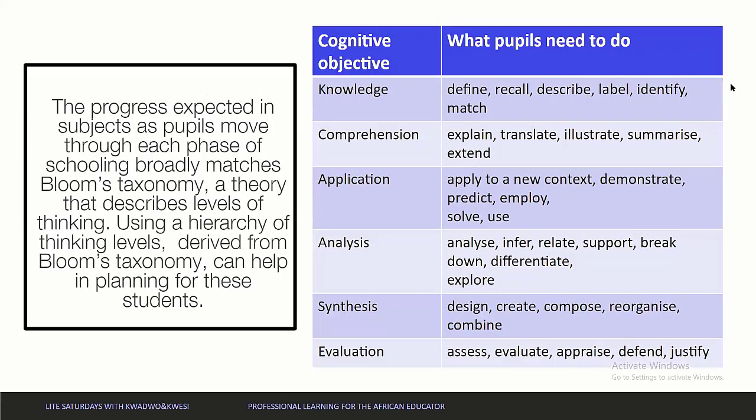One other key strategy in relation to this is to use the Bloom's taxonomy, because the Bloom's taxonomy clearly outlines the levels of thinking, which reflects every curriculum. With every curriculum, there are certain things you need to know, there are certain things you need to understand, and there are certain things you should be able to do.